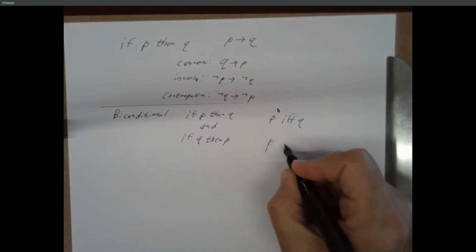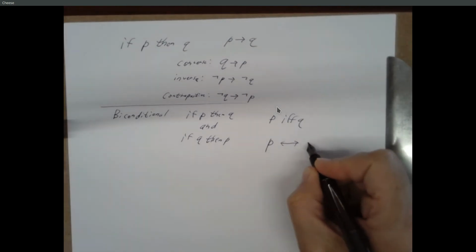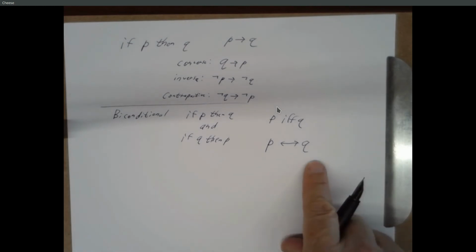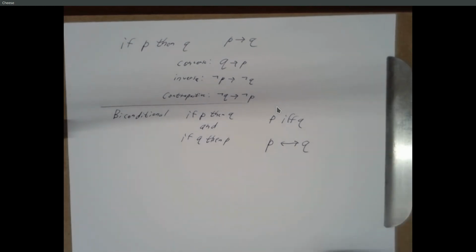And we can write this as basically a double-headed arrow. And we interpret this as meaning P arrow Q, but also Q arrow P. So we've got both implications. And so P and Q are either both true or both false.